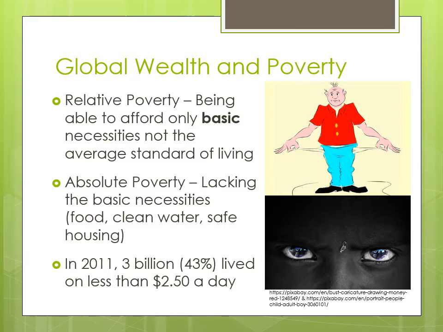So now we're talking about global wealth and patterns of poverty. I had mentioned earlier absolute poverty. Absolute poverty is individuals who cannot get the basic needs that they need for survival. So, not having access to food, clean water, or safe housing. This type of poverty is very dangerous. This is where we may see images of children who are malnourished.